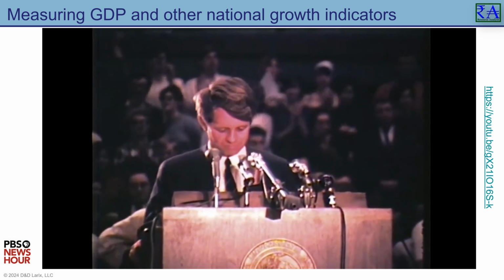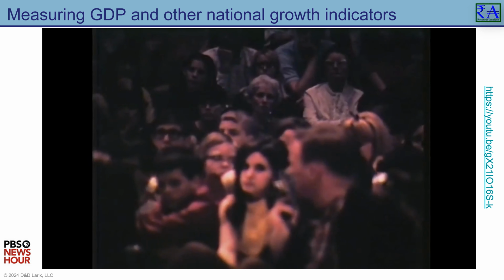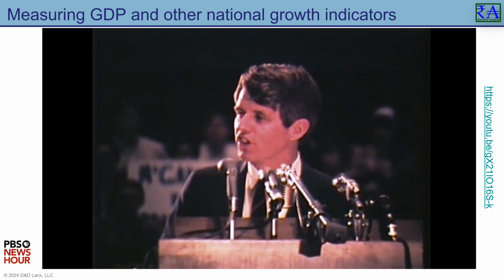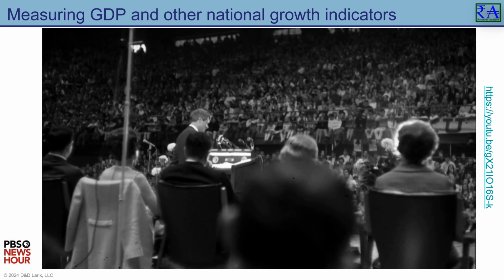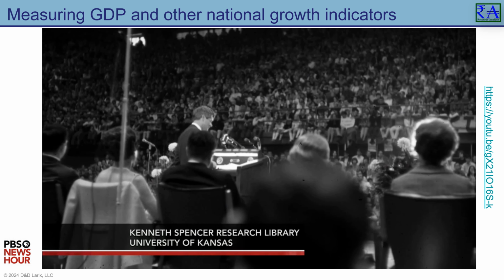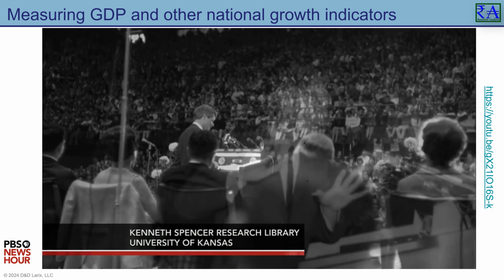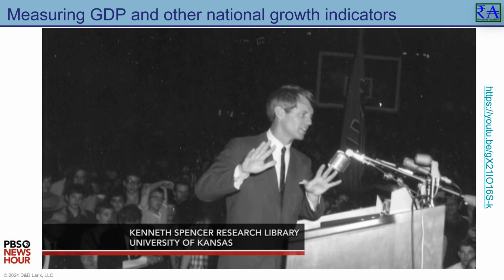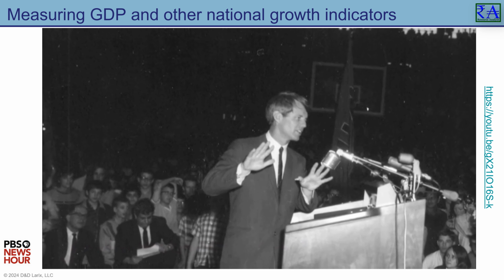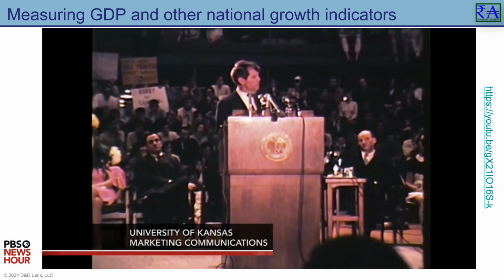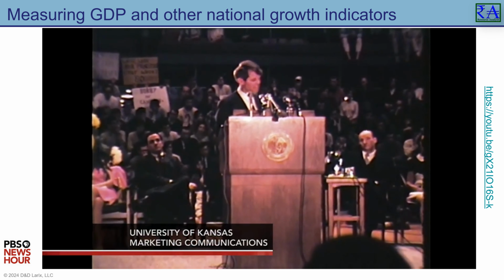In 1968, then presidential candidate Robert Kennedy blasted our country's main measure of economic progress, called GNP in those days. It counts napalm, and it counts nuclear warheads. Yet the gross national product does not allow for the health of our children, the quality of their education, or the joy of their play. It measures everything, in short, except that which makes life worthwhile.